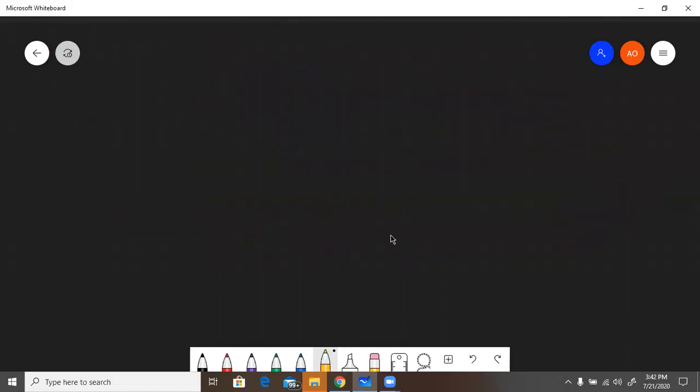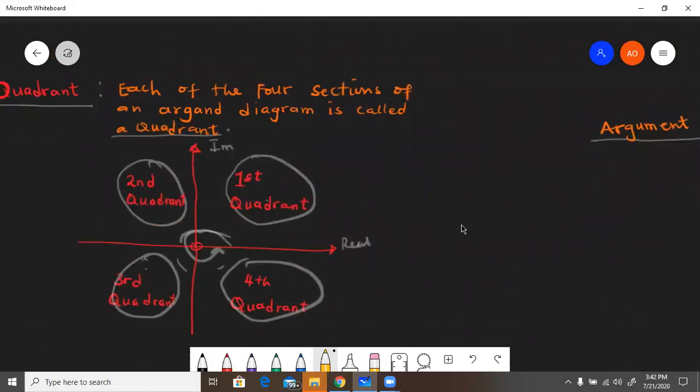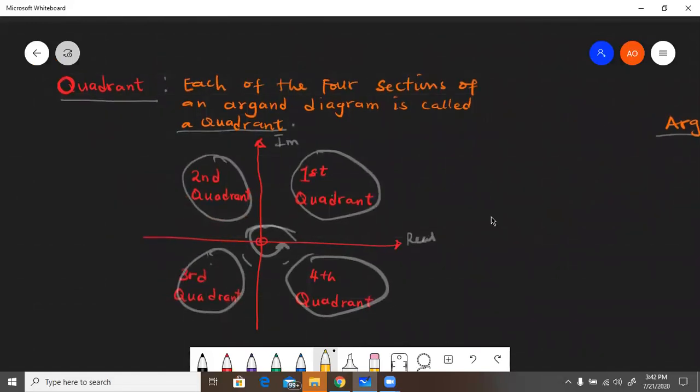Okay, now the next thing we talk about is quadrants. Now, what is a quadrant? If you have the Argand diagram with the imaginary and the real axis, you can see that we have 4 parts in the plane. The first part is called the first quadrant. You don't call it first section or first part. Say first quadrant, second quadrant, third quadrant, and fourth quadrant.